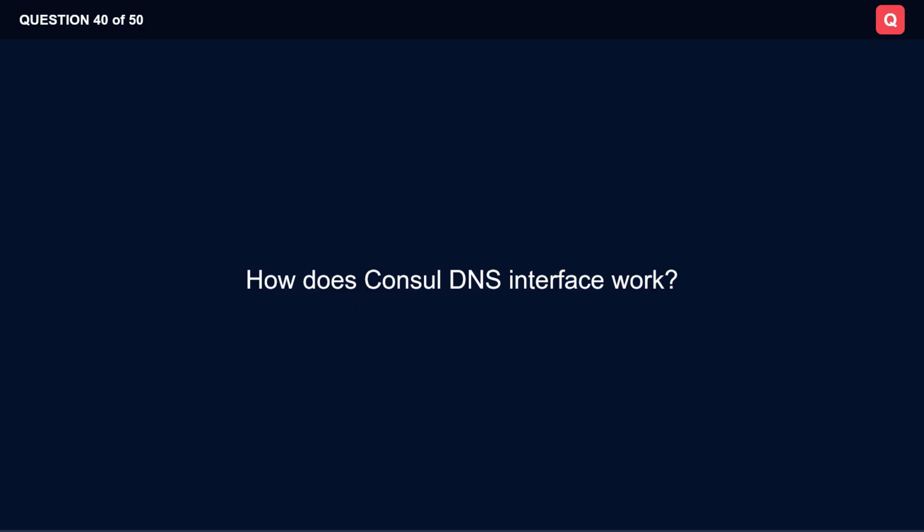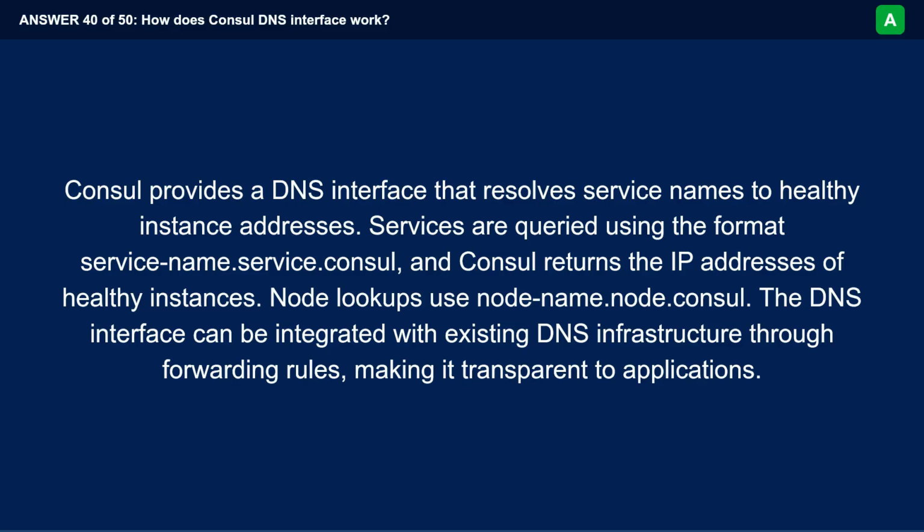How does the Consul DNS interface work? Consul provides a DNS interface that resolves service names to healthy instance addresses. Services are queried using the format service-name.service.consul, and Consul returns the IP addresses of healthy instances. Node lookups use node-name.node.consul. The DNS interface can be integrated with existing DNS infrastructure through forwarding rules, making it transparent to applications.